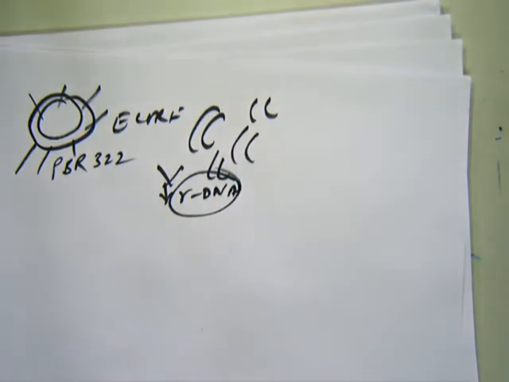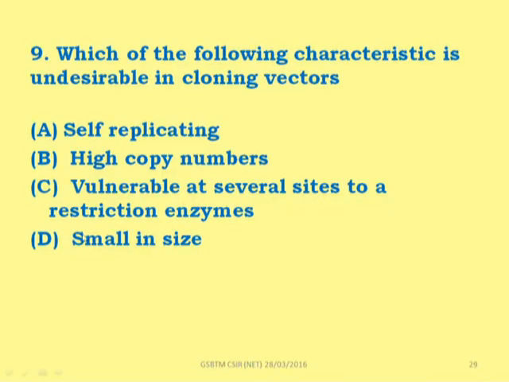So of course multiple cloning site is required, but it should not be vulnerable everywhere. It should not be cut everywhere. Multiple cloning sites should be unique for unique restriction enzymes. So the answer will be C. A small size, of course, copy number will be more, like pBR322, pUC8.